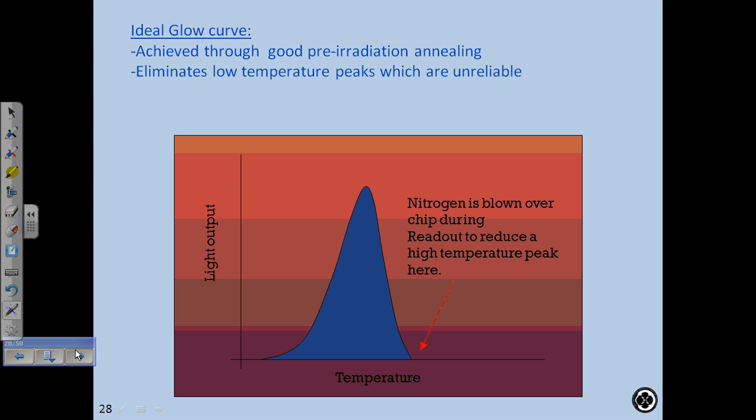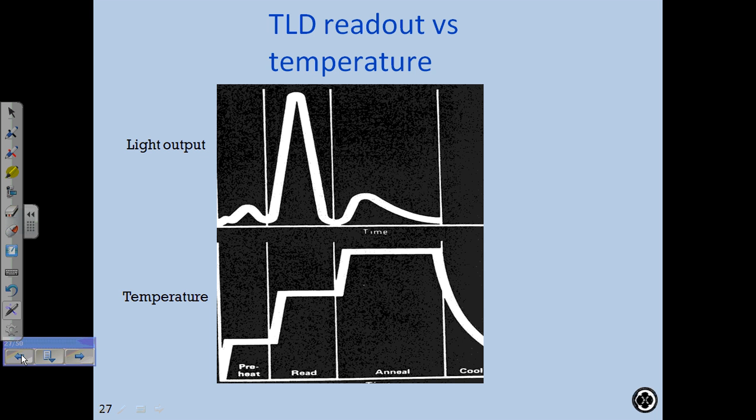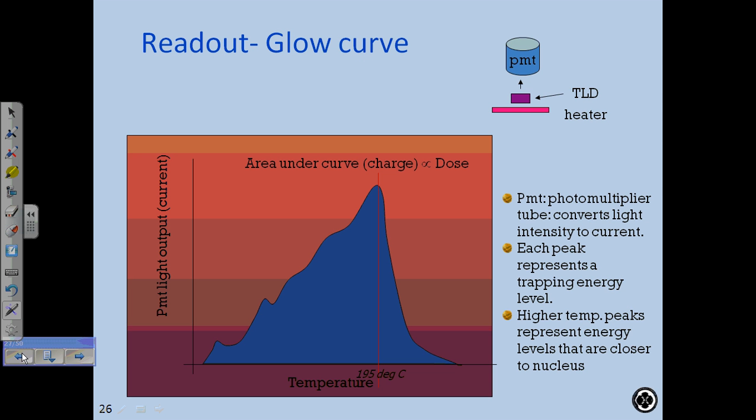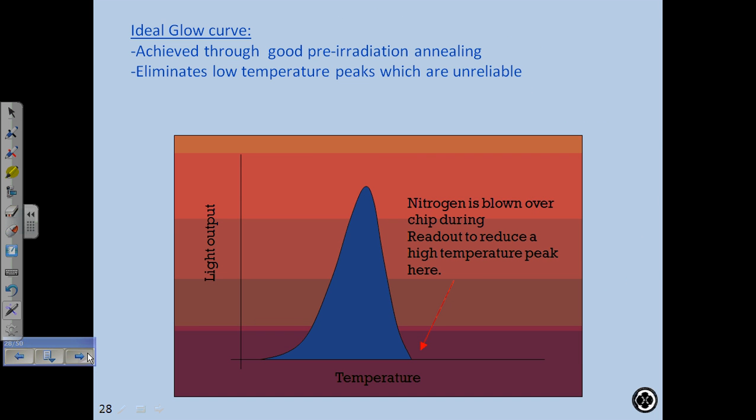for the same chip, these peaks, especially the low temperature peaks, are not very reproducible. So what you want is a curve where you're just looking at the central peak. And there's a way of achieving that because that makes it clean.